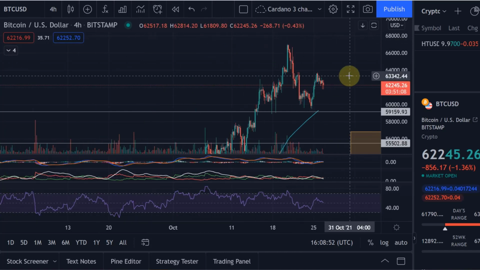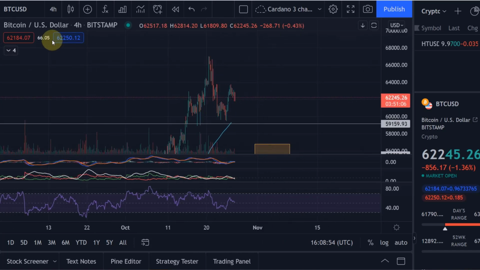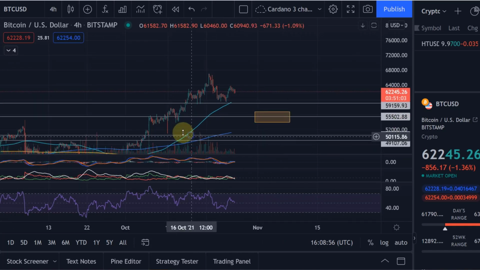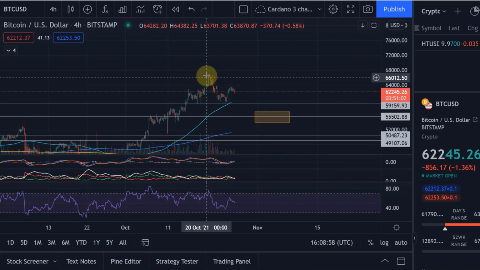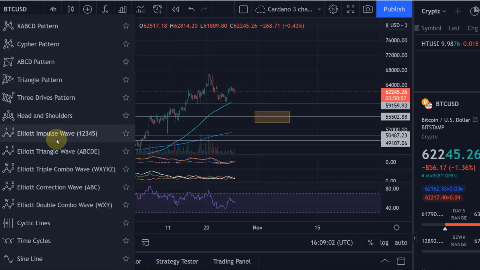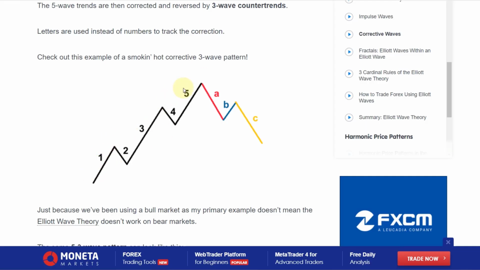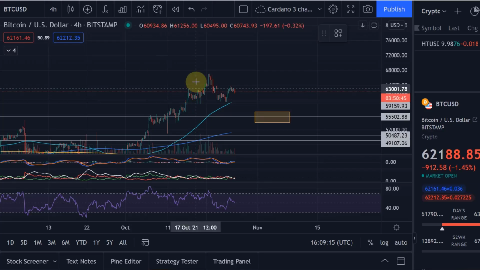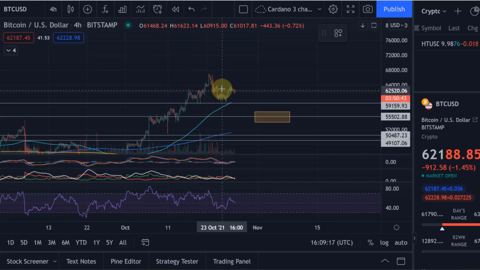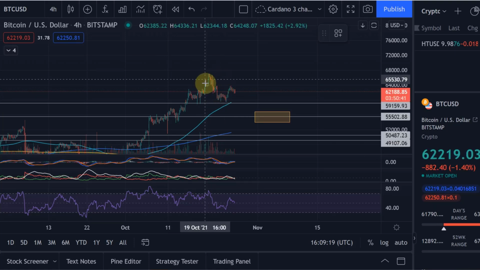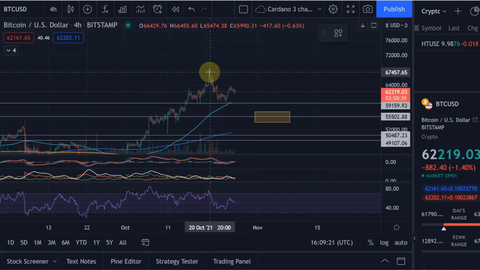Now, if we zoom out a little bit, remember we had 1, 2, 3, 4, 5 here to the upside with 5 the peak. You get an ABC correction next. I hope you can follow. So basically 1, 2, 3, 4, 5 to the upside and ABC to the downside. That wave A, which I've just shown you, you can also understand as a 5-wave move to the downside.